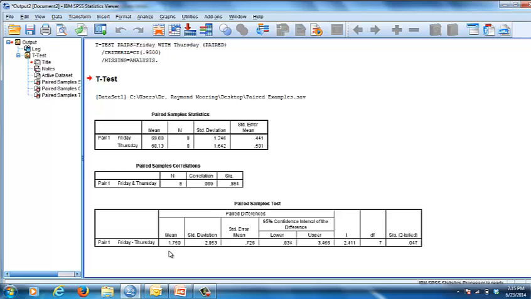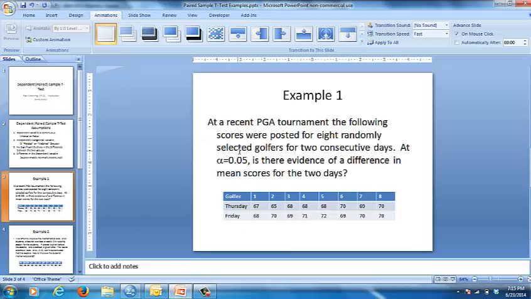But the question is, is that large enough? To figure that out, we have to look at the confidence interval or the actual t-test. So this is telling you the t statistic, 2.411, with n minus 1 degrees of freedom. Here we have 8 pairs, so 8 minus 1 is 7. That gives us a p-value of 0.047. If you remember the question, it said at 0.05, if I'm not mistaken, is there evidence to suggest this? The answer is yes. Why?